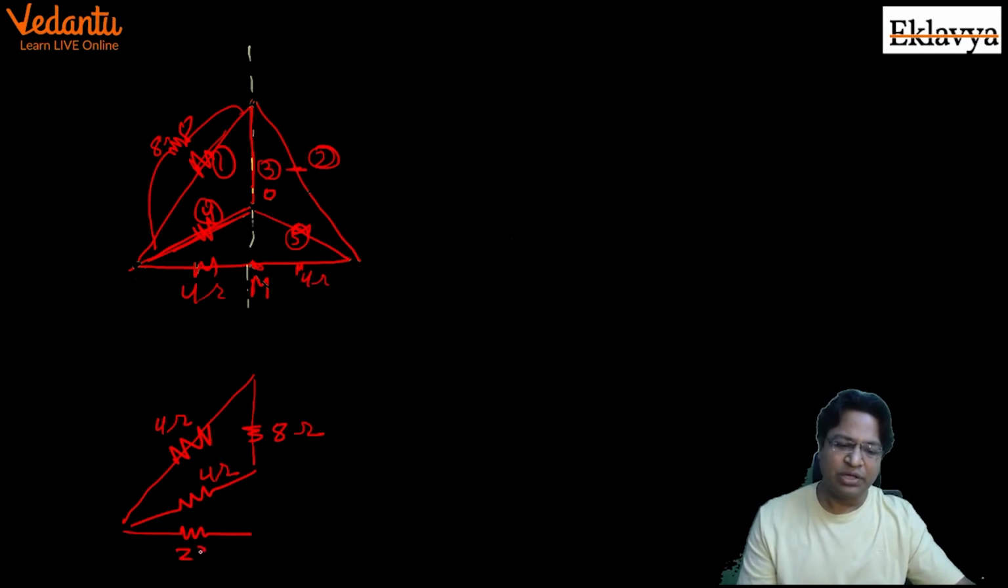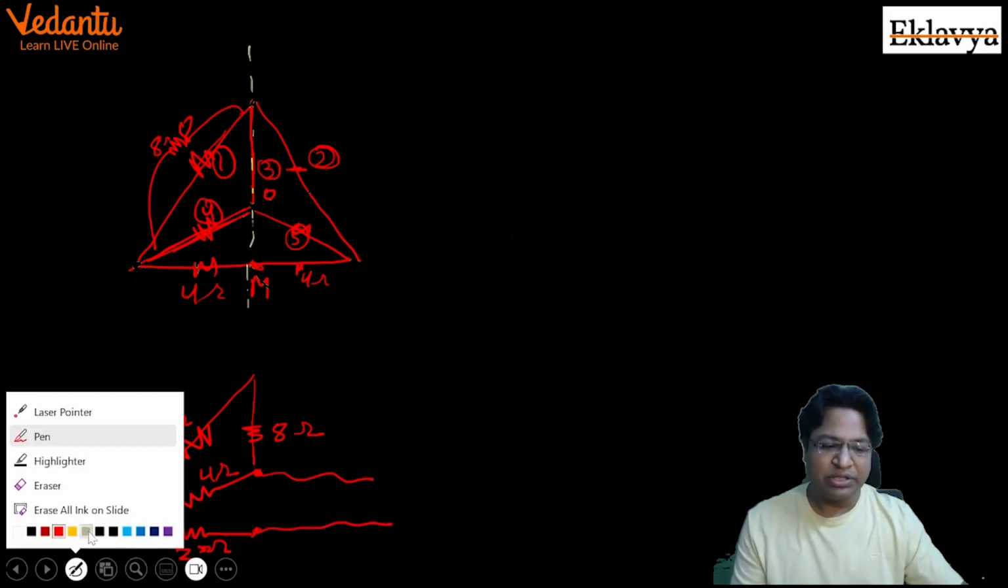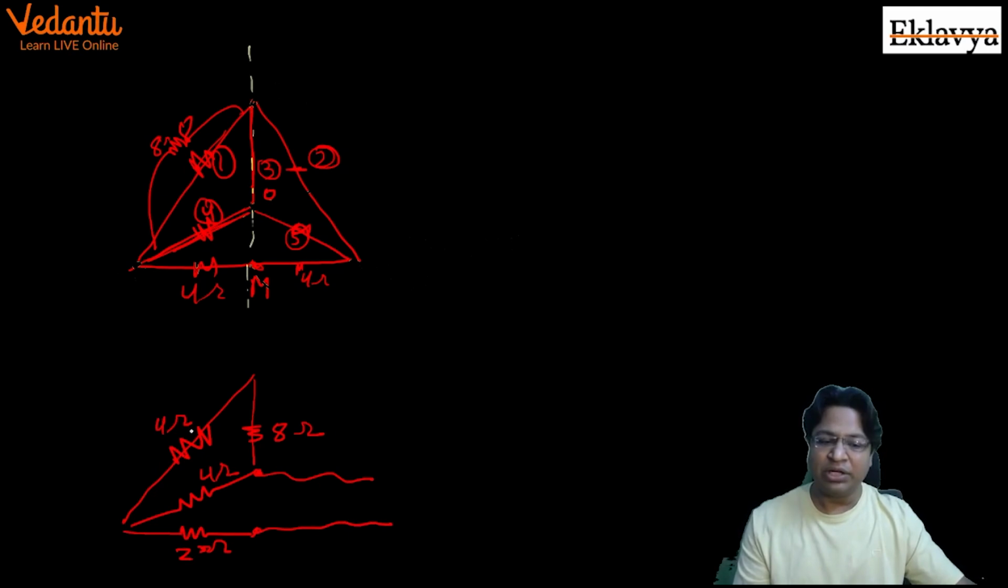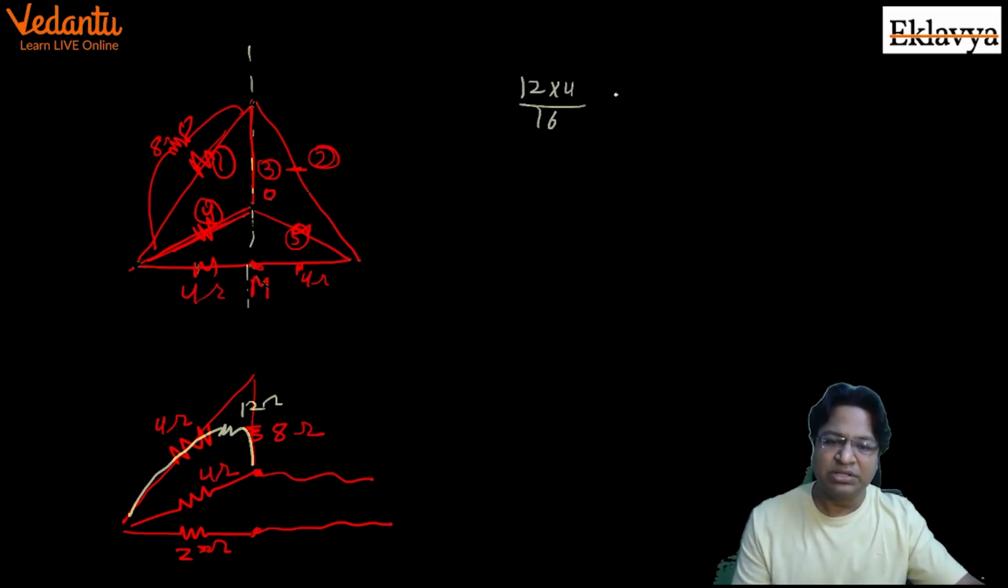This point is connected to the battery and this point is connected to the battery. So this is the circuit we get, and as you can see, it is quite simple. This 8 and 4 are connected in series, so this entire thing becomes one branch of 12 ohms. This 12 is connected in parallel with the 4, so the value is 12 into 4 divided by 16, which gives 3 ohms.